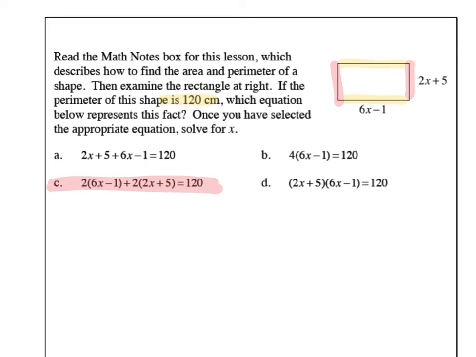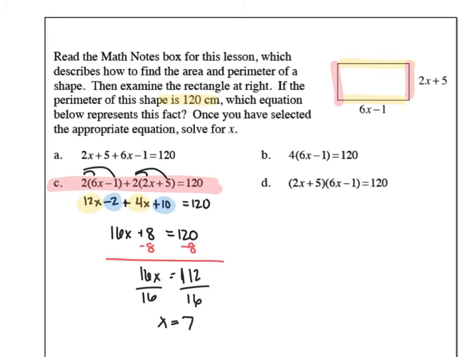So then I would go ahead and solve that equation. First step would be to go ahead and distribute the 2's. And then I would just need to combine like terms and solve for x. Once I figure out what x is, I can go back and find the dimensions and verify that the perimeter is in fact 120, and then also find the area.